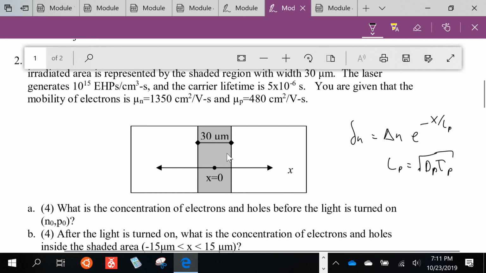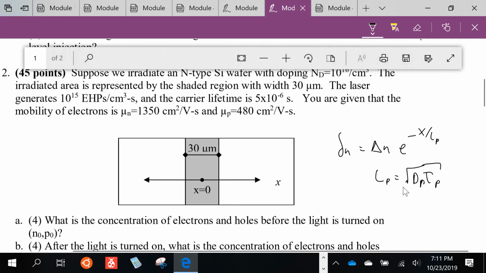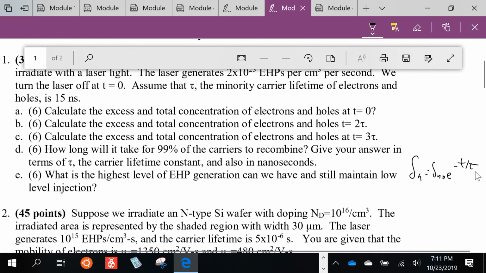So carriers are being generated here. They are diffusing out this way, and out this way. And when they diffuse out, they eventually recombine. So LP is the average distance an electron or hole diffuses outwards before it recombines. This tau was the average time an electron or hole exists before it recombines. And they're both exponential rate constants.